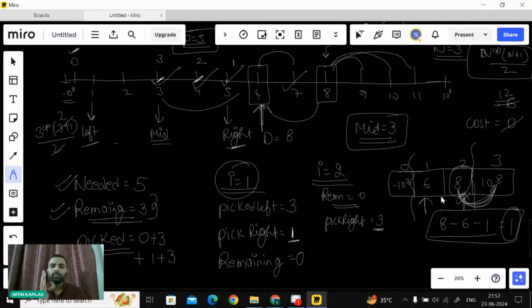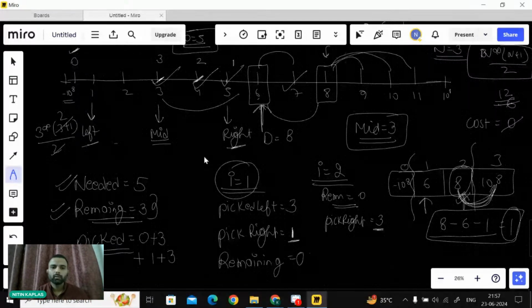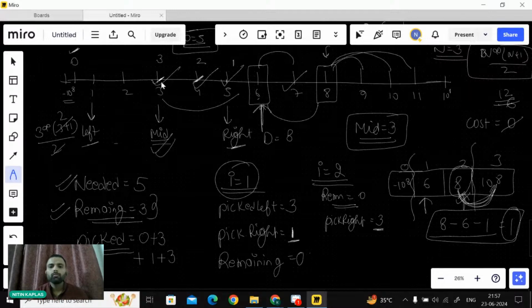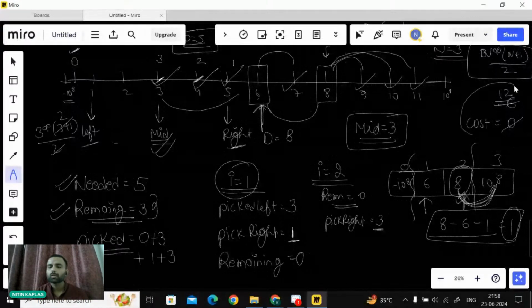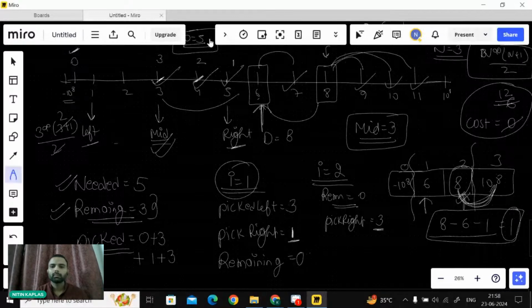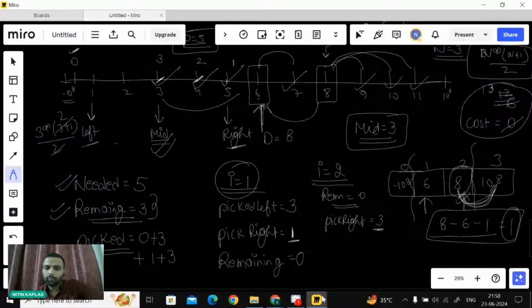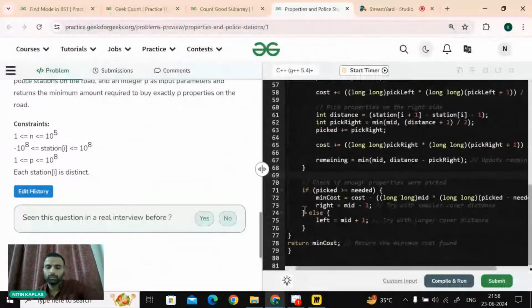And when your mid is this, I equal to 3, you buy 7 properties: 1, 2, 3, 4, 5, 6, 7. And you have to pay this cost. So it's 2, 3, 6, 6 plus 6. Okay, so it's 13, I think. So yeah, something is an issue. It's 13, you have to pay. Now, when it's 13, you go into the if condition.